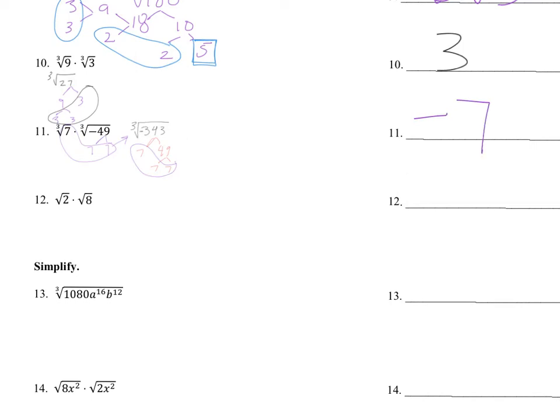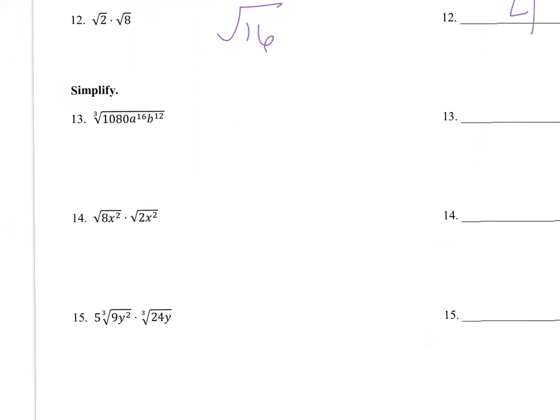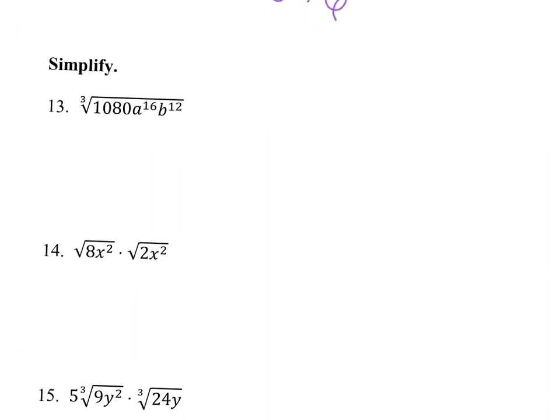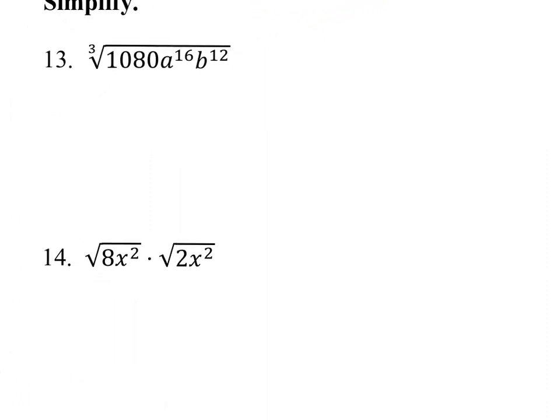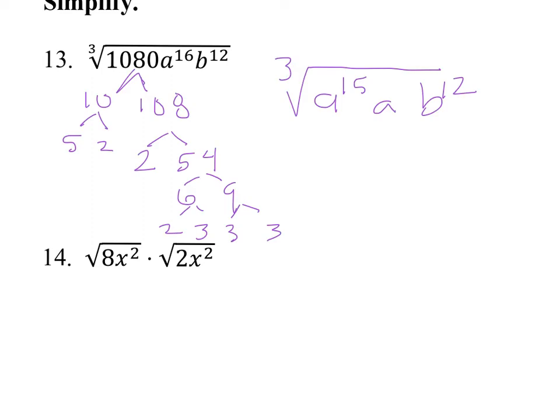And the last one, 2 times square root of 8 would be the square root of 16, and you should know the square root of 16 is 4. That's one of those you just got to know. Next section, so I'm simplifying here. So I'm looking for groups of 3 again. I'm looking for groups of 3, so first thing when I'm looking at this number, I'm going to have to use my factor tree. So here's my factor tree.